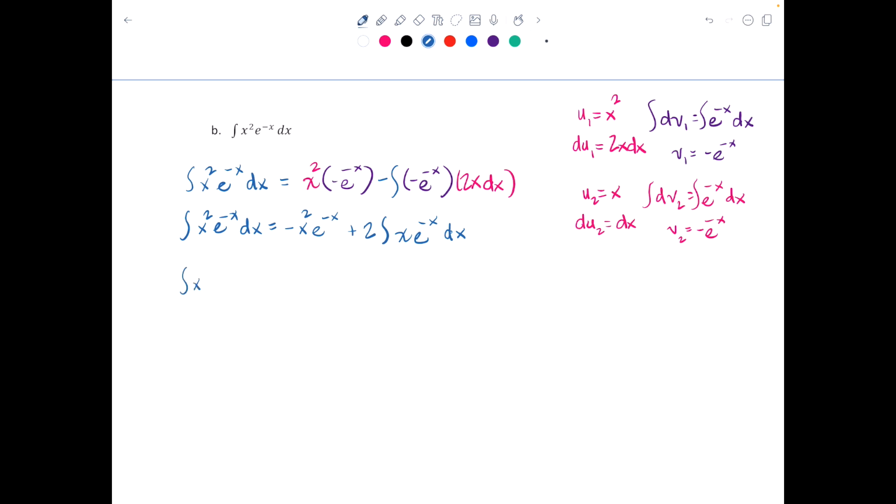Continuing, we'll have the integral of x squared e to the negative x dx equals negative x squared e to the negative x plus 2 times. Now we're going into our second integration by parts. So our u2 is x, and our v2 is, we usually do it in purple, negative e to the negative x. And then minus the integral of negative e to the negative x for my v. And then my second du was just dx. Alrighty, and that closes that bracket.